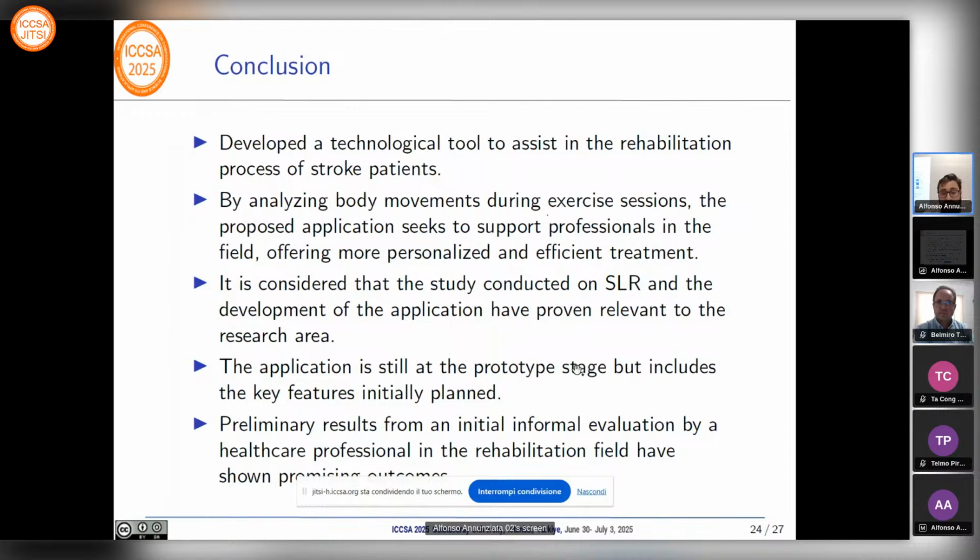The application is still at the prototype stage, but includes the key features initially planned, and we have some preliminary results from an initial informal evaluation with some healthcare professionals from Unicamp, from neurophysicists, and the medicine school. They have been using our solution there.